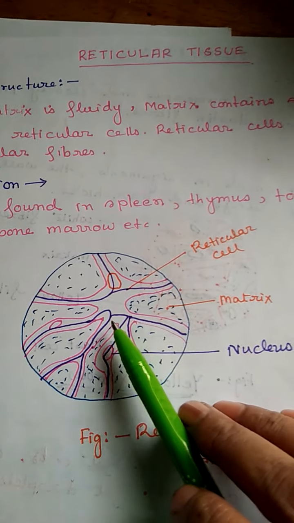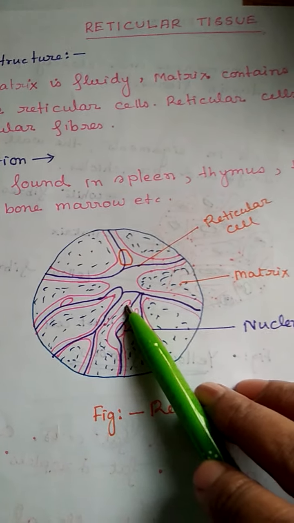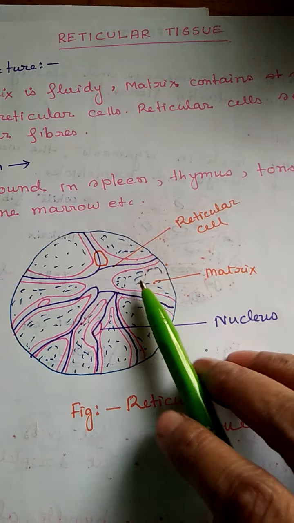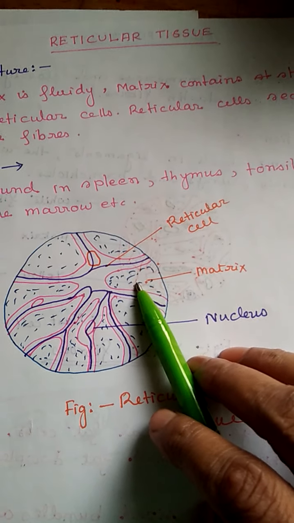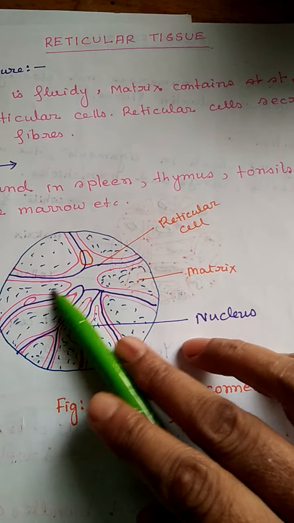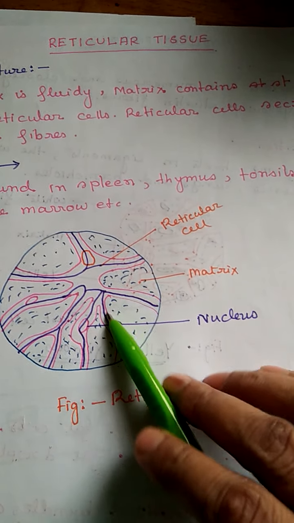The next one is reticular tissue. In reticular tissue, the matrix is generally fluid. The matrix contains stellate-shaped cells, this one is a stellate shape.